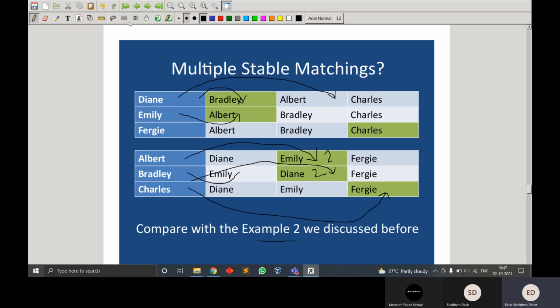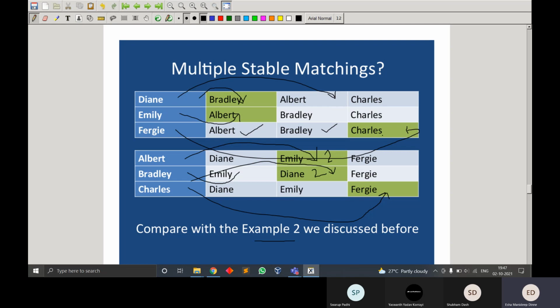But in general, you'll need to look at the person who has the highest preference among all valid pairs. Now, maybe Fergie's best valid partner is Charles, because out of all valid matchings, there won't be anybody better than Charles for her. Whoever Albert and Bradley are with, if she is with Albert or Bradley, somebody should be with Charles, and then they can just swap out, so that will make a blocking pair.